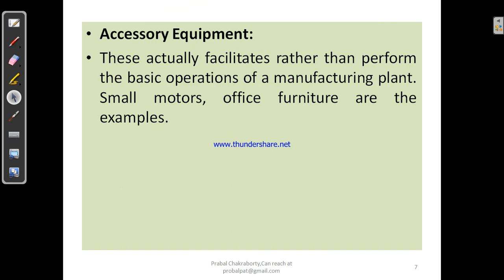Now come to accessory equipment. This actually facilitates rather than performs the basic operations of a manufacturing plant. Basically, this is accessory equipment. You can definitely understand that. Small motors and office furniture are basically examples of accessory equipment.